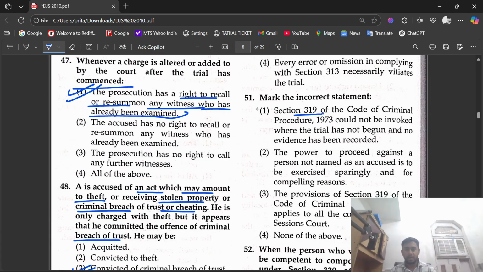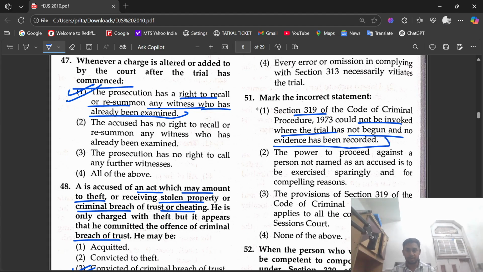Section 319 of the Code of Criminal Procedure 1973 could not be invoked where the trial has not begun and no evidence has been recorded.